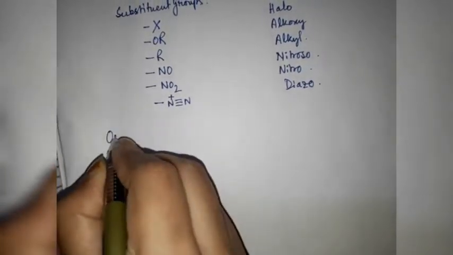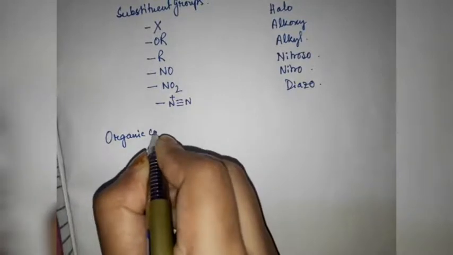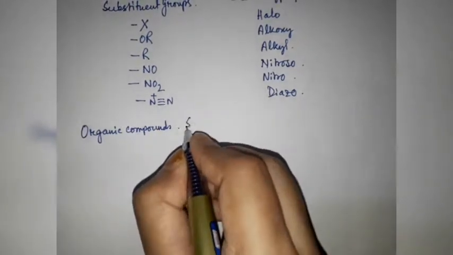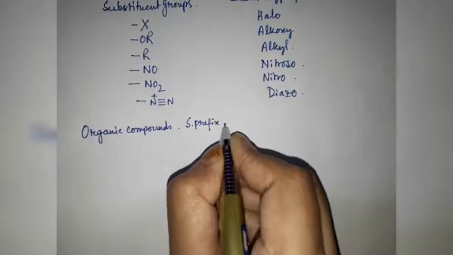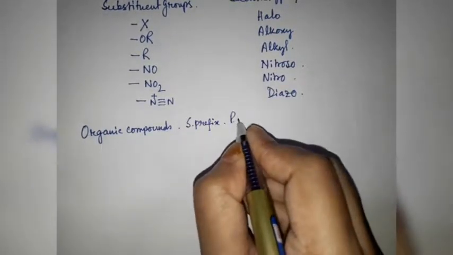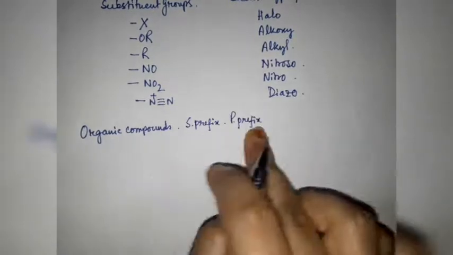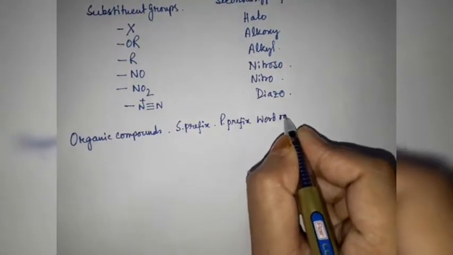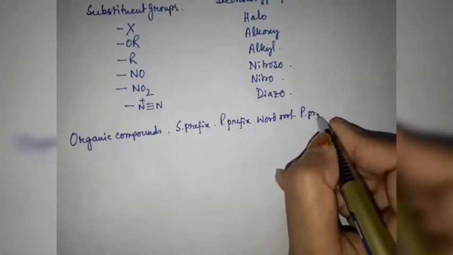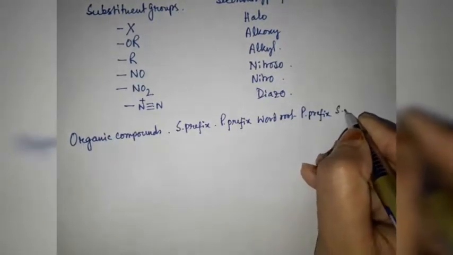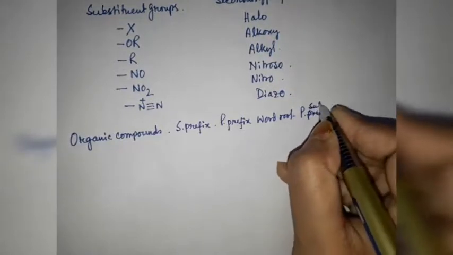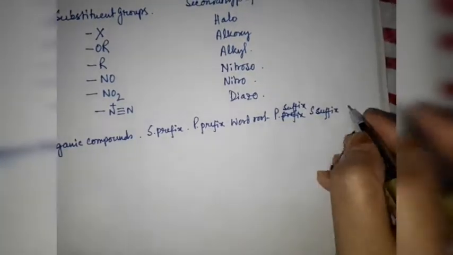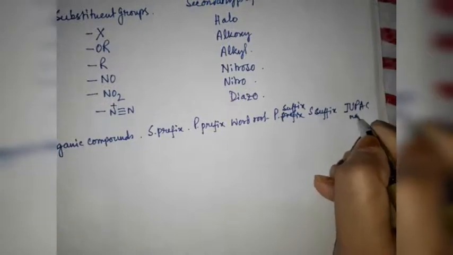Suppose we will write the organic compounds here. Organic compounds, then secondary prefix, then primary prefix, because they come before word root, then word root, then primary suffix, then comes secondary suffix, and then we can write the IUPAC name.